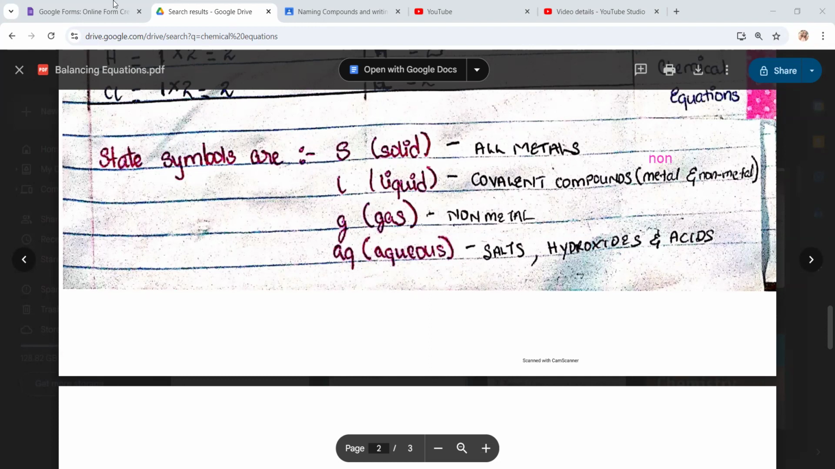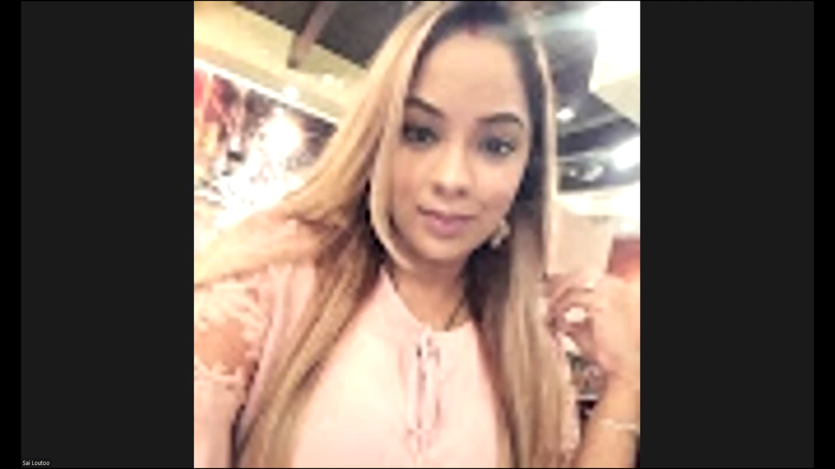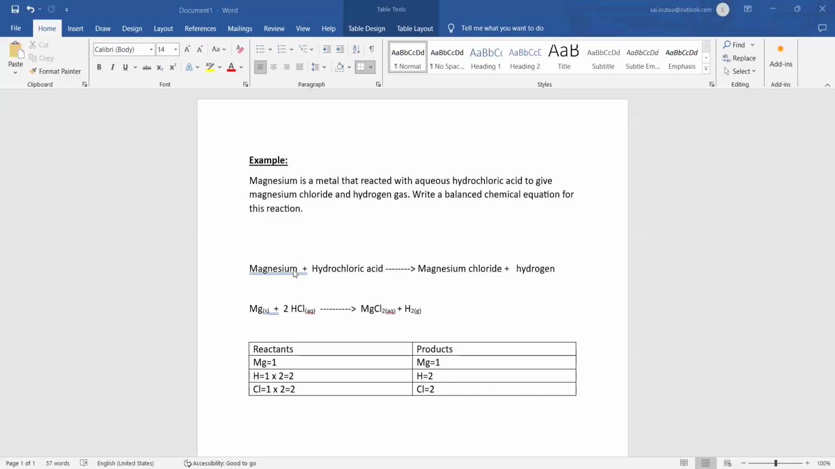All right, let's do this. Let's go into the next example, right? Stop and share. You all seeing the screen, right? Yes, miss. Example.